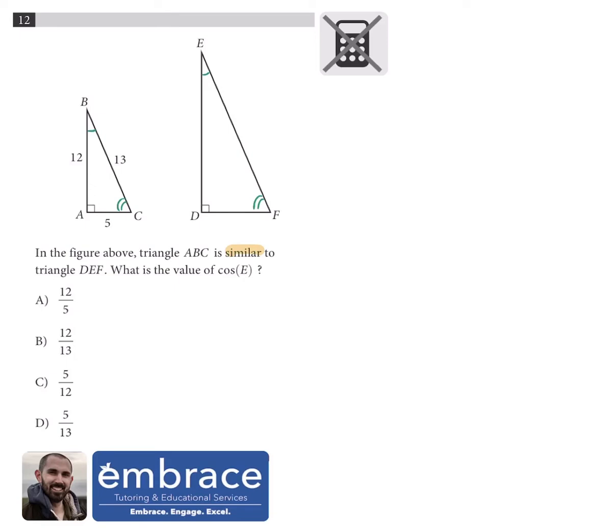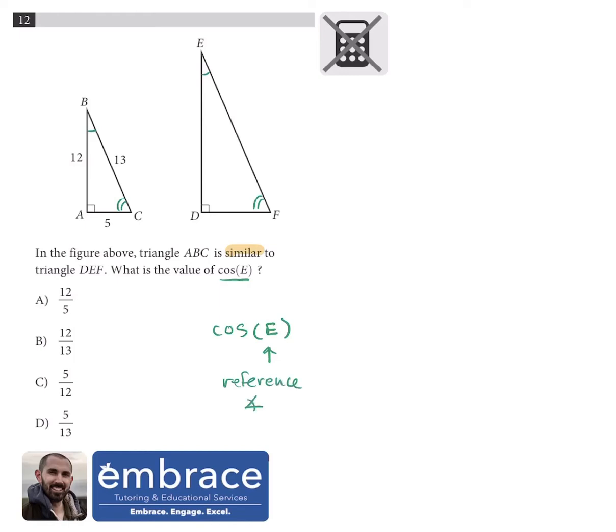So that would mean, for example, if I was to consider the side length of 12, that's going to be in proportion with the side length over here, the length of ED. The same as segment length 5 for segment AC will be the same proportion as DF. So we're actually going to use that in this problem to answer the cosine of E. E here is our reference angle.